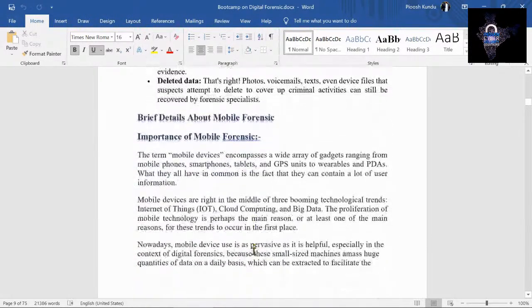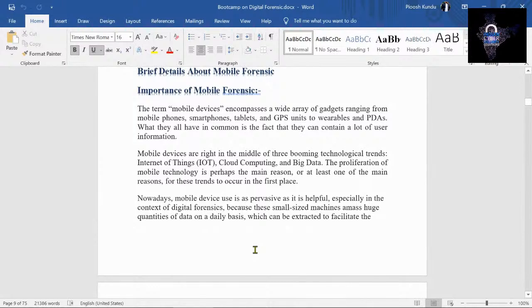Now, brief detailed information about mobile forensics. What is the importance of mobile forensics? The term mobile devices encompasses a wide array of gadgets, ranging from mobile phones, smartphones, tablets, GPS units, wearables and PDAs. We all have in common the fact that they contain a lot of user information. Mobile devices are right in the middle of three blooming technological trends, that is IoT, cloud computing, and big data. The proliferation of mobile technology is perhaps the main reason, or at least one of the main reasons, for these trends occurring in the first place.